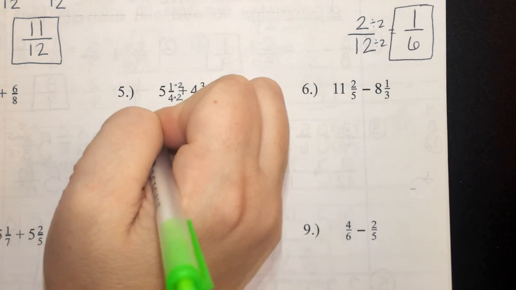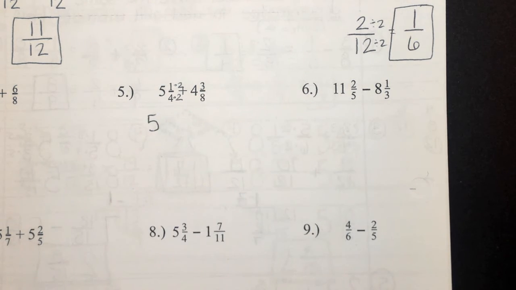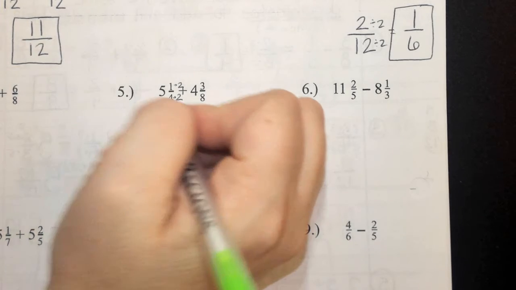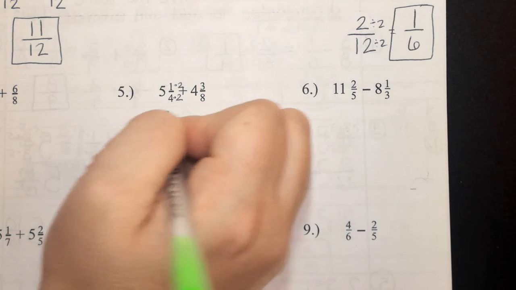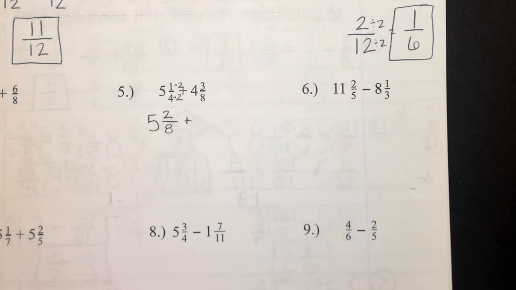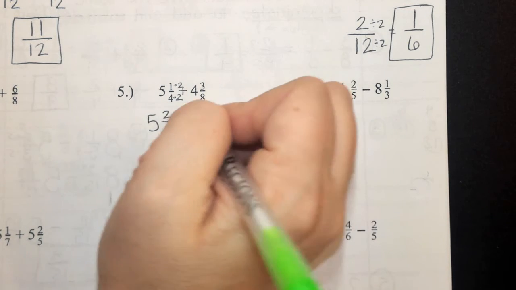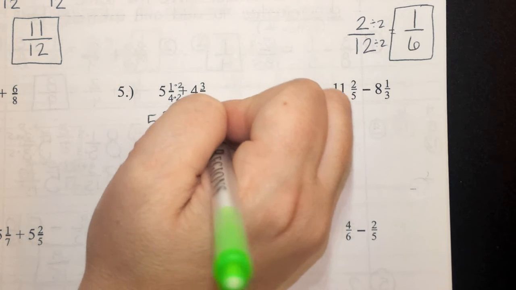So I'm going to keep my 5 there just in case I need it. 1 times 2 is? 2. 4 times 2 is? Plus, am I going to change my second one? No, it already has 8 on the bottom, so we're just going to leave that the way it is.